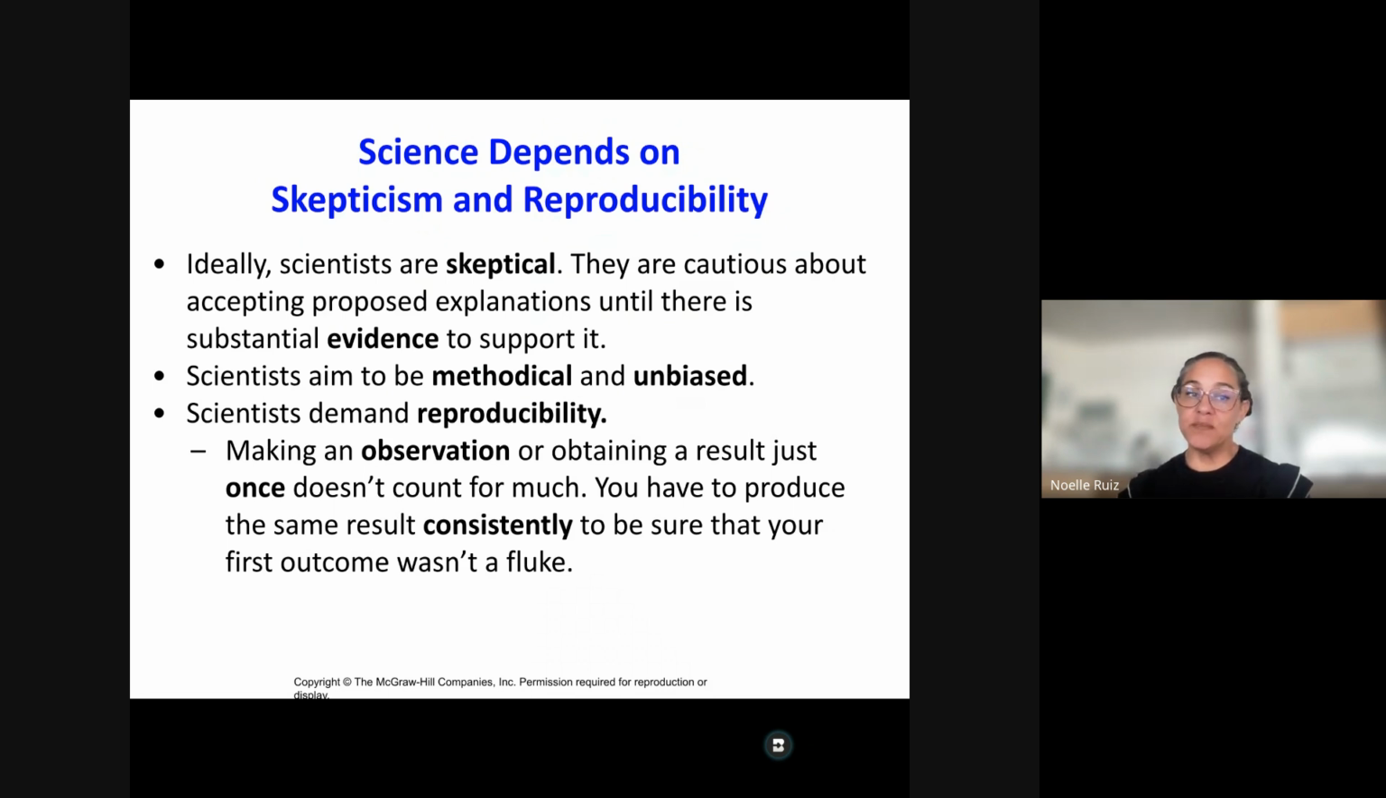Scientists demand reproducibility. Making an observation or obtaining a result just once doesn't count for much. It has to be that cumulative body of gathered knowledge. You have to produce the same result consistently to be sure that your first outcome wasn't a fluke.